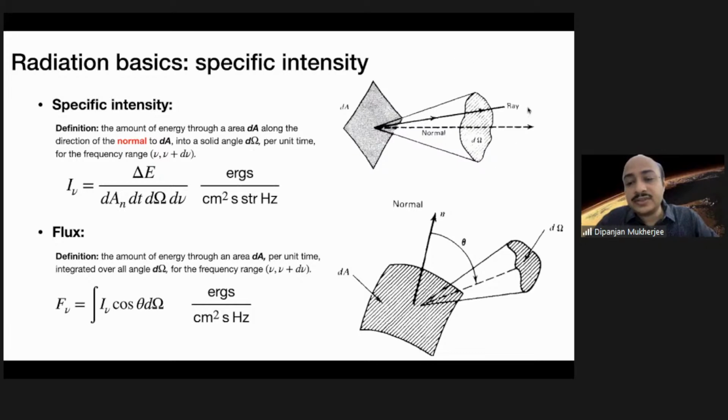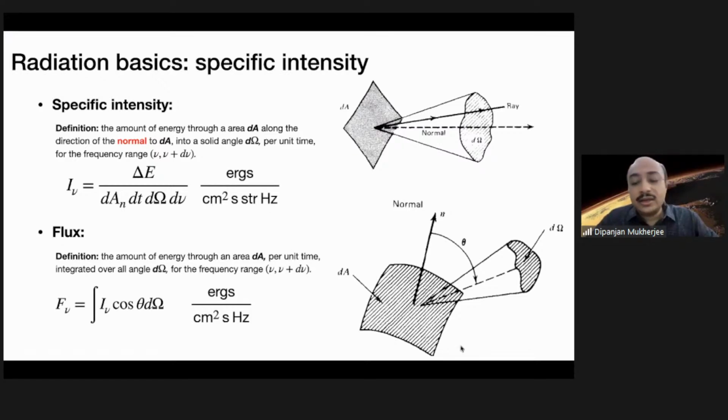So suppose there is an observer here, and the observer is trying to understand what is the amount of energy that is going into this particular solid angle d omega, per unit time per unit frequency. So that is called specific intensity. So specific intensity, I_nu, as it's called in the standard literature, is the energy divided by the area normal to that particular direction, per unit time, per unit solid angle, per unit frequency. So its units are ergs per centimeter square, per second, per steradian, per hertz.